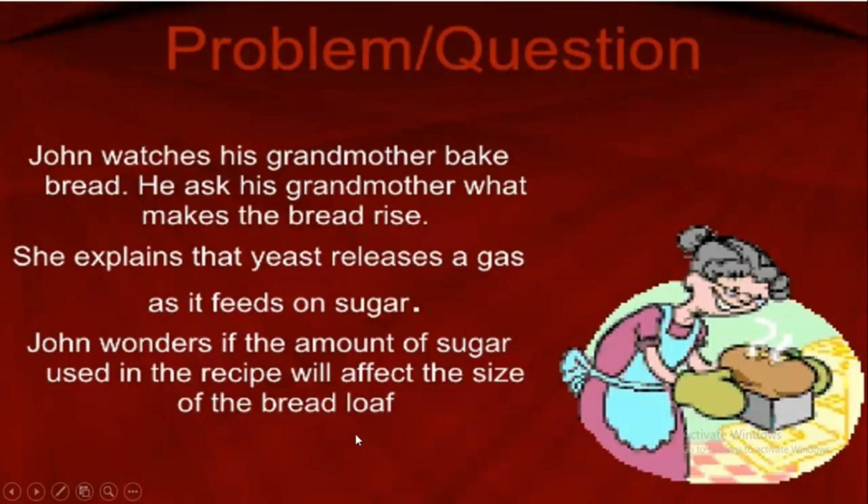So this is the problem statement: sugar itself is independent. It is not depending on something, but on the other hand, the loaf, the bread size, is depending on sugar. So he needs to check whether increasing the amount of sugar will directly affect the bread loaf or whether it doesn't impact it in any way, right? So this is the problem statement. This is the first step.